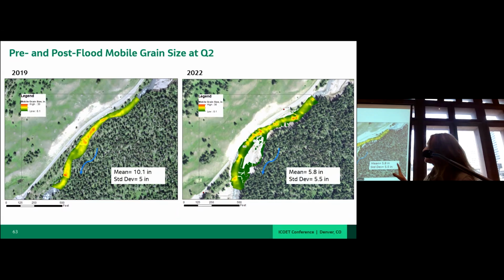So going from pre to post, we can see that the average size for the same area is not quite half as big as it was, but it's pretty close to 50% of what it was. It's much finer. The bed texture is much finer than it was pre-flood.